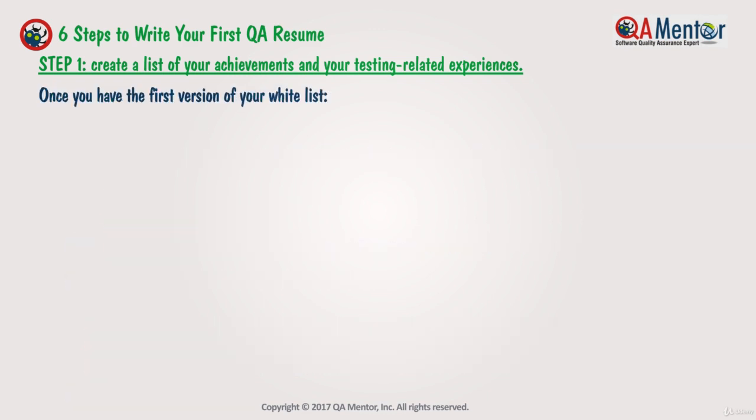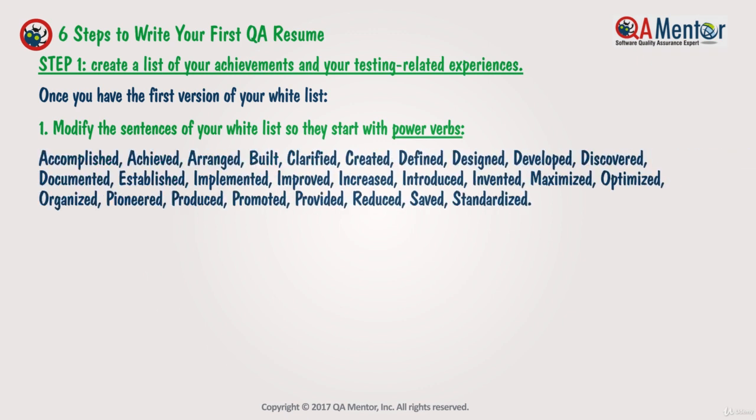Once you have the first version of your whitelist, 1. Modify the sentences of your whitelist so they start with power verbs. Accomplished, achieved, arranged, built, clarified, created, defined, designed, developed, discovered, documented, established, implemented, improved, increased, introduced, invented, maximized, optimized, organized, pioneered, produced, promoted, provided, reduced, saved, standardized. You can see a long list of power verbs in template section of our course.